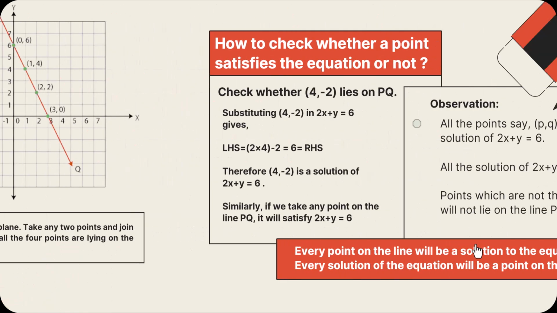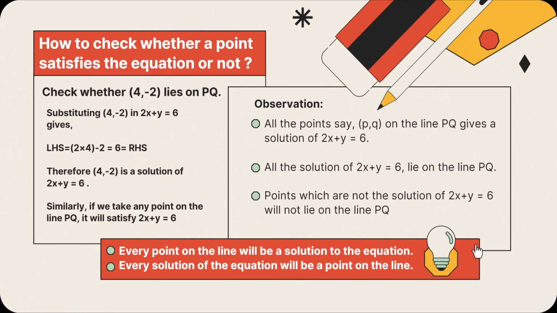So let's try to understand what we observe from this. To check whether points satisfy the equation or not, does 4, minus 2 lie on PQ? Is it correct? Very simple.